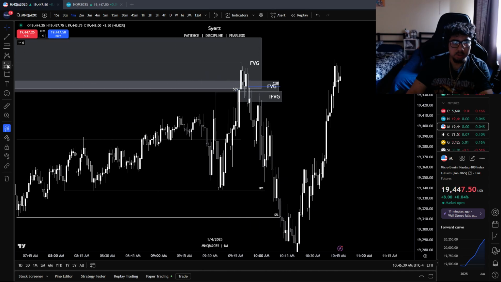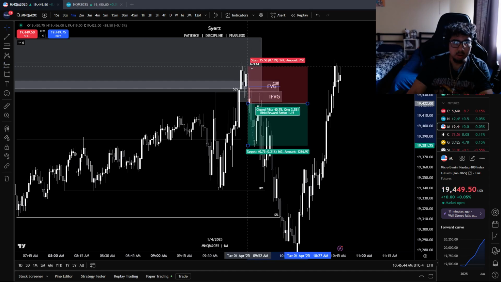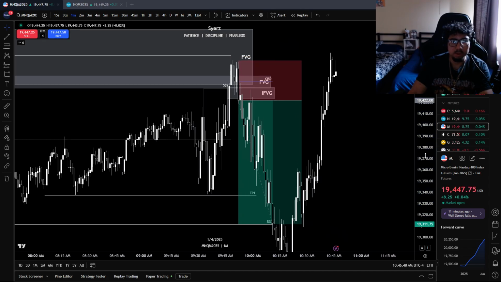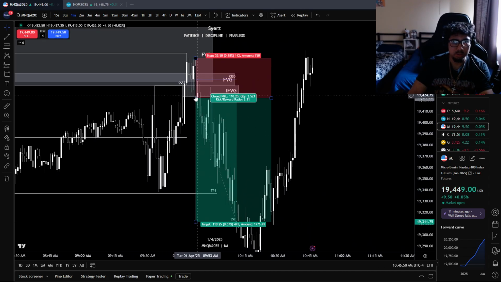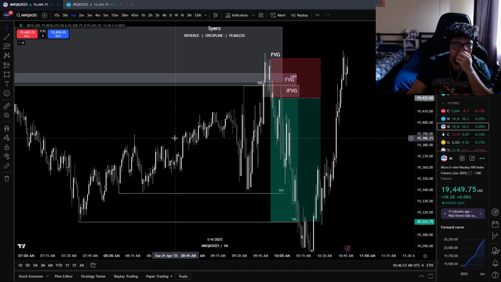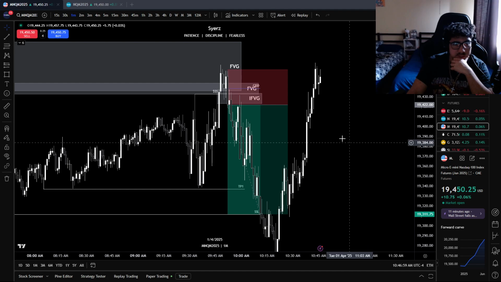And then my targets remained the same. I got my entry right there. My SL was up here, and then my targets were the same. Now the only thing that does suck is that during this trade we were already heading into 10 a.m. news. So price action was already pretty sloppy before from here.